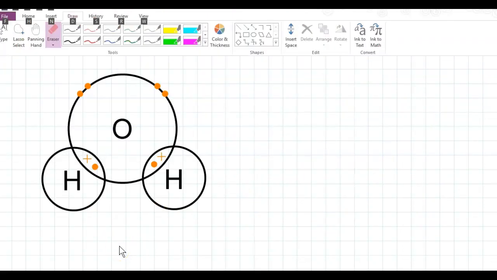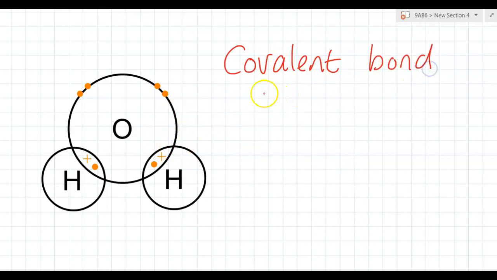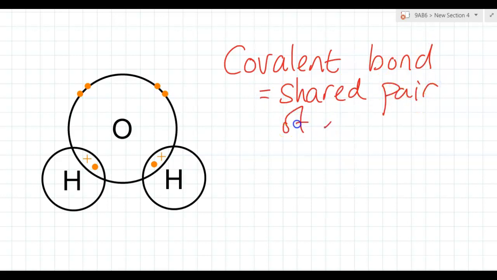We're talking about covalent bonds. All right, so our next type of bonding, covalent. Covalent bonds are shown by diagrams like this. And a covalent bond equals a shared pair of electrons.